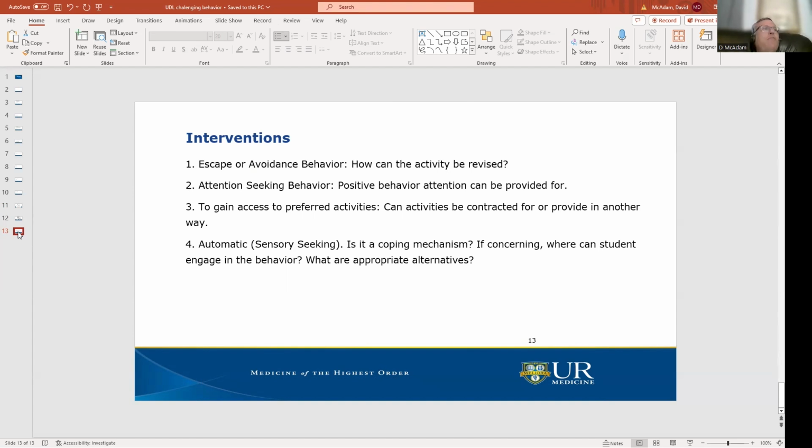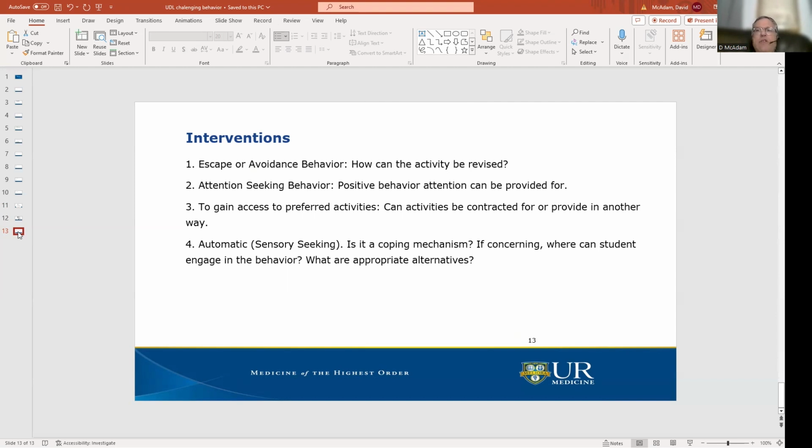If you say to yourself, boy, the student's doing this because they get a lot of attention, first thing to try is provide attention for all the other behaviors you want, the positive ones they display, and minimize your attention to the disruptive behavior. They like attention, so they're going to naturally gravitate to displaying the behaviors that are going to provide them with the highest rate or the most attention.